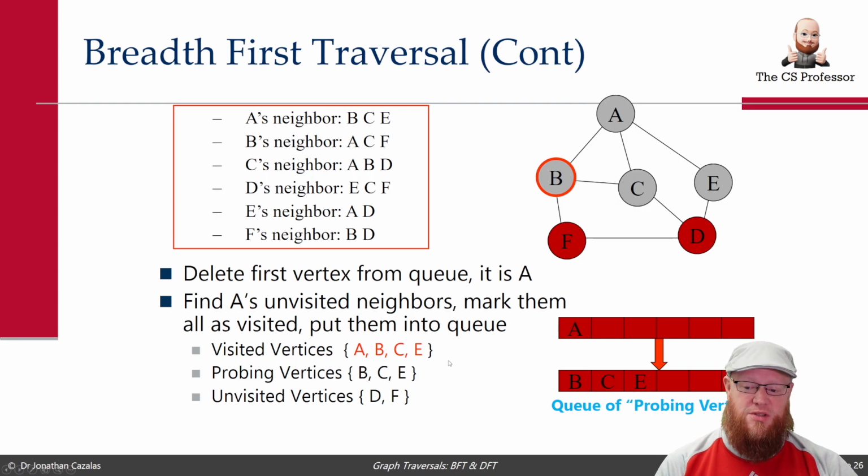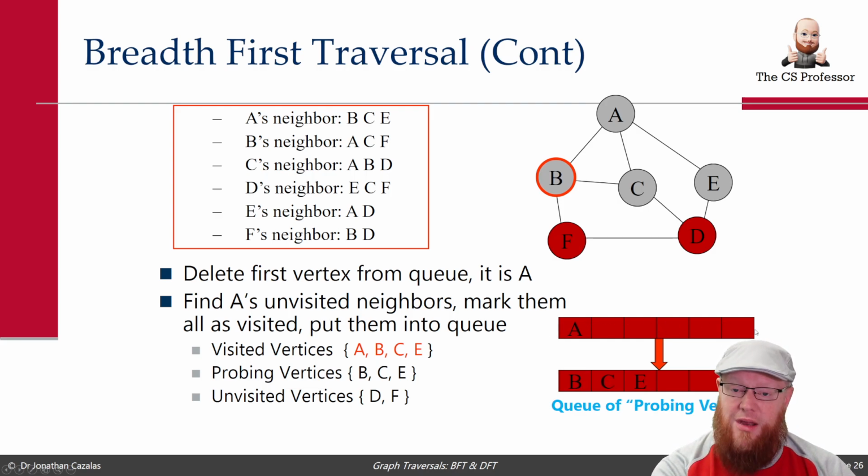So what does the algorithm say? Delete the first vertex from the queue. Make a dequeue. Find A's unvisited neighbors, all of them. Mark them all visited in one go, and then put them into the queue. Well, if we're starting at A, what are A's unvisited neighbors? All of them, B, C, and E. Mark all three of them, B, C, and E, as visited, and then put them into the queue.